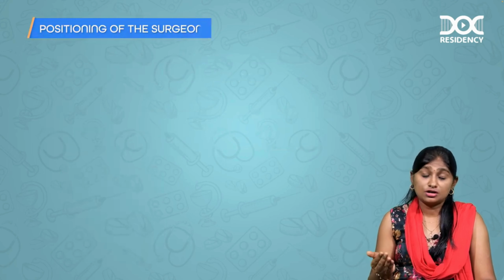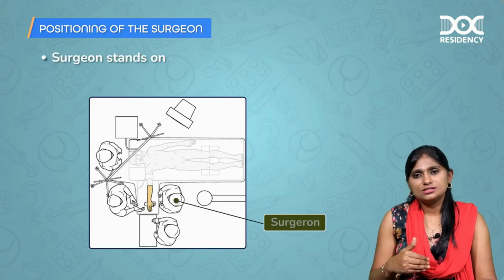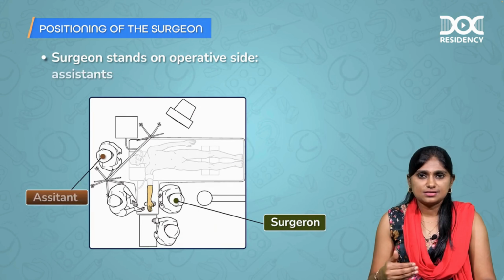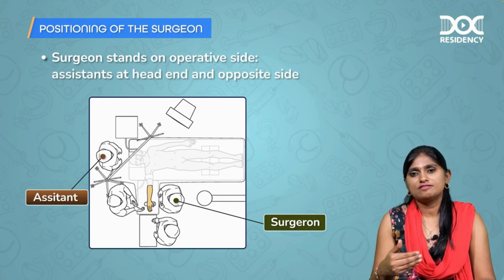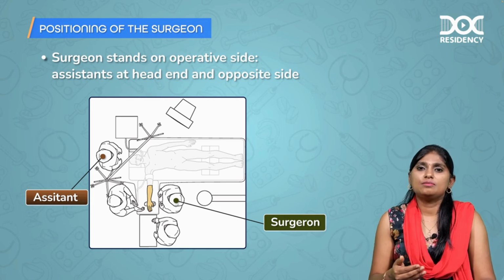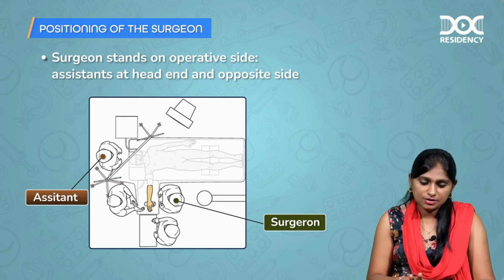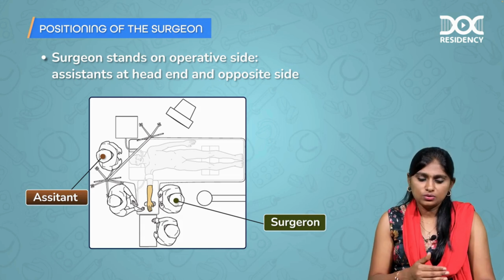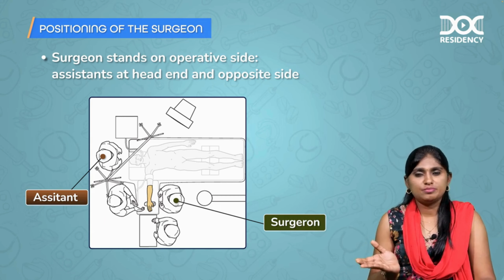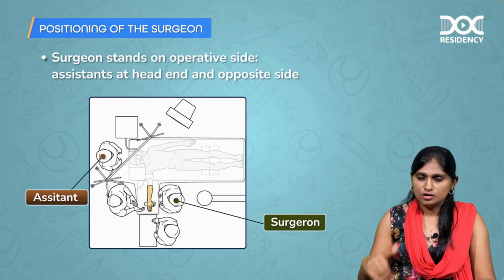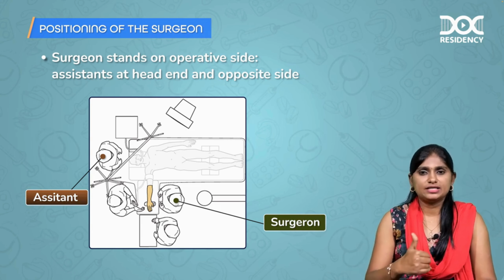And what is the position of the surgeon and the assisting surgeons? The surgeon should be standing towards the operating side of the patient, and the assisting surgeon should be standing at the head end of the patient. The first assistant should be standing at the head end, between the head and the right arm of the patient. In this particular patient, it is the right side, the side where we are operating. They should be standing between the shoulder and the head end of the patient, and the second assistant should be standing on the opposite side of the patient. If assisting is difficult for the second assistant, they can use a footstool to reach the operating field.